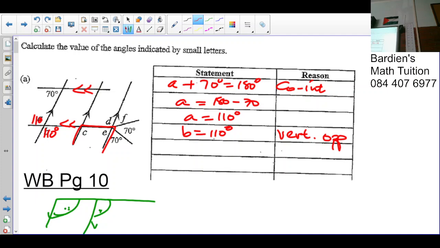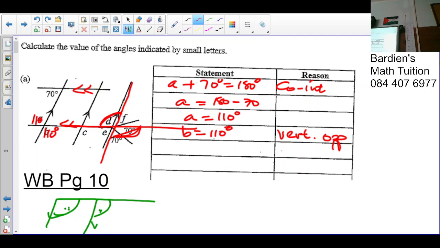How do you calculate E? Vertically opposite. E is a straight line with which angle? 70. That's not a straight line. Does it look straight to you? No. That had to be straight. Then it's angles on a straight line. Which? D. D is vertically opposite to 70. But if I extend this line, that's fine. But this line here, there's no line here. So D is not vertically opposite.